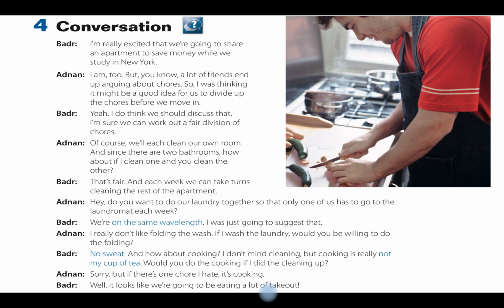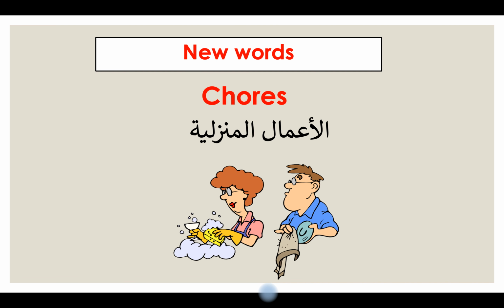Okay, so that's the explanation of the conversation between Badr and Adnan in brief. Now let's move on to the next thing, which is the new words. You have listened to the word chores often. سمعتوها كثير. I'm gonna read it. Chores. And from the picture, and I've translated the words in Arabic, you know the meaning of the word chores.